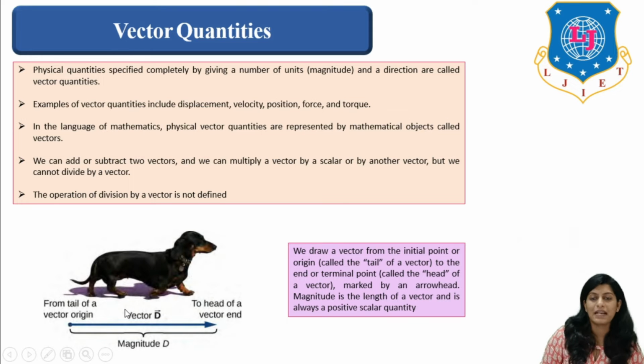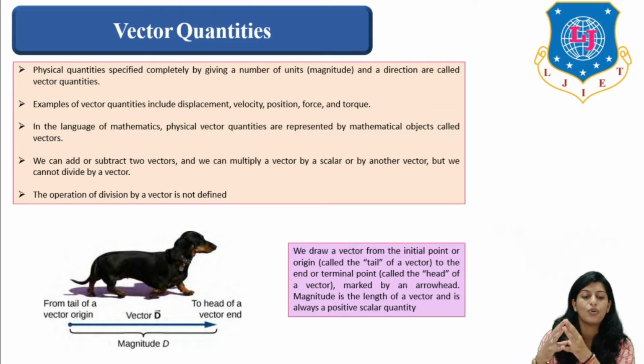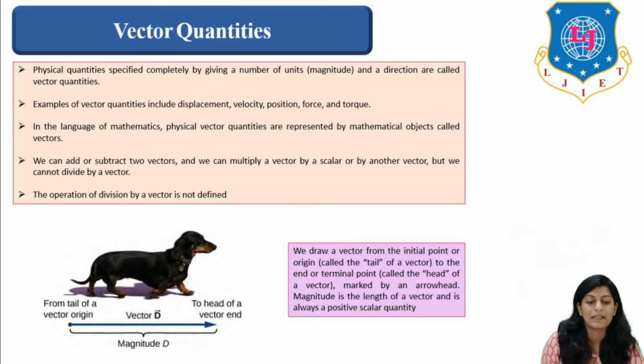So we draw a vector from the initial point or origin, which here we used as the tail of the vector, to the end or terminal point called the head of the vector, and we mark it with an arrowhead. Magnitude is the length of the vector and is always a positive scalar quantity. This should always be remembered, that magnitude will always be a positive scalar quantity, right?